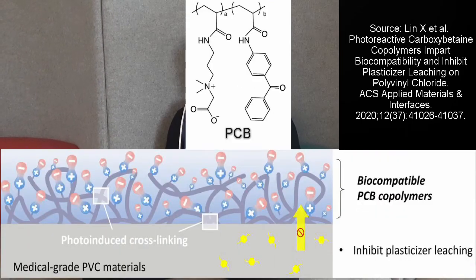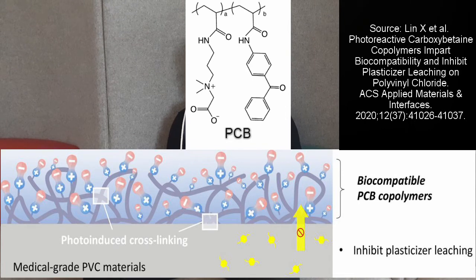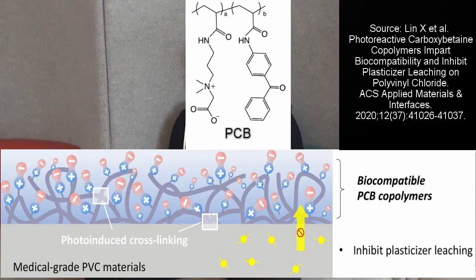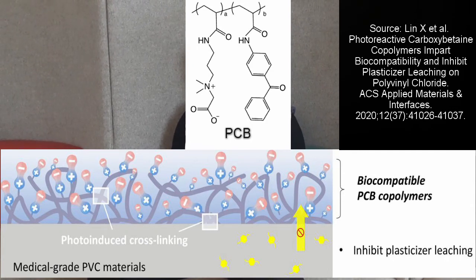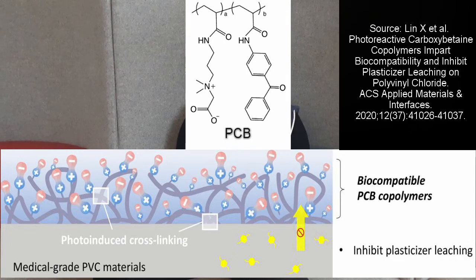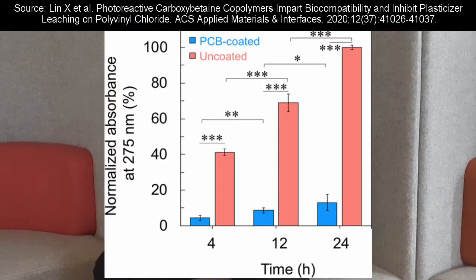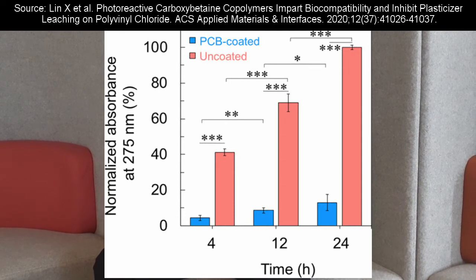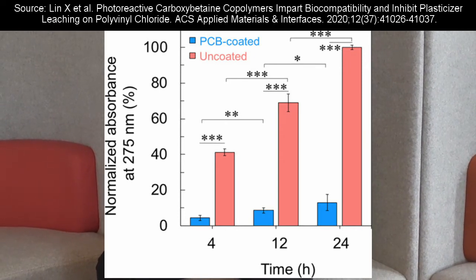When PVC is coated with PCB and zapped with a little UV radiation, the positive and negative charges on different PCB molecules can react, forming a cross-linking web of polymer chains. This cross-linking prevents plasticizer leaching out of the underlying PVC, since it physically cannot fit through the gaps in the cross-linked web to diffuse out. This particular study showed that a PCB coating could reduce DEHP leaching by over 85% in a 24-hour period. That's a pretty incredible decrease.